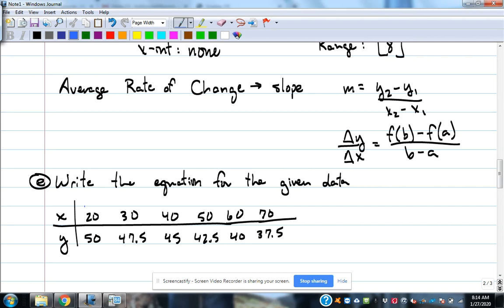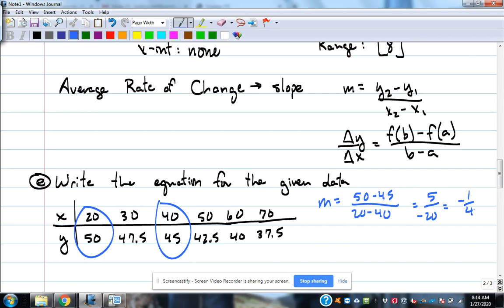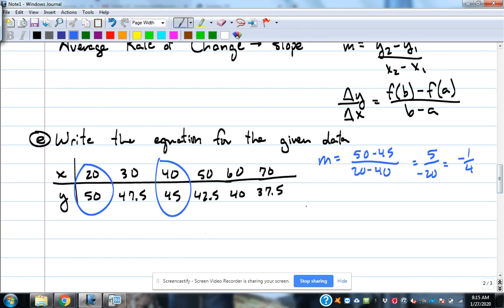I'm going to pick a couple of easy ones here, these two, just for demonstration. This data does come from a linear function, so this is not necessarily a line of best fit. So I'm going to do 50 minus 45 over 20 minus 40. That's 5 over negative 20, which is negative 1/4. So the slope is negative 1/4.